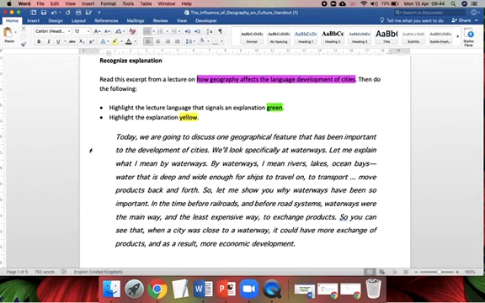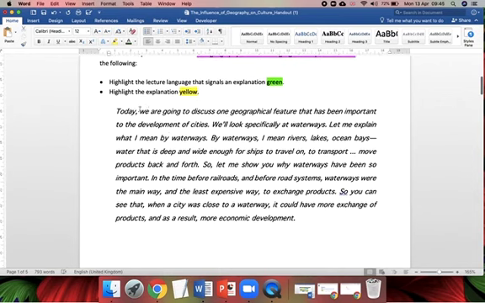Okay, after you have finished, let's compare. Have a look. Today we are going to discuss, we will look, let me explain what I mean by. This is the lecture language that signals an explanation. Waterways, what is waterways? Rivers, lakes, and so on. This is the explanation. Next, let me show you why waterways have been so important. Let me show you. It's again to explain, and then this is all explanation. Okay, I hope you did the same.